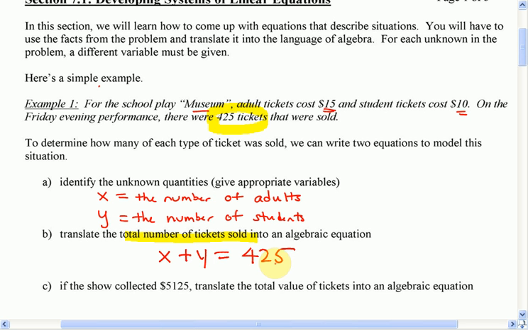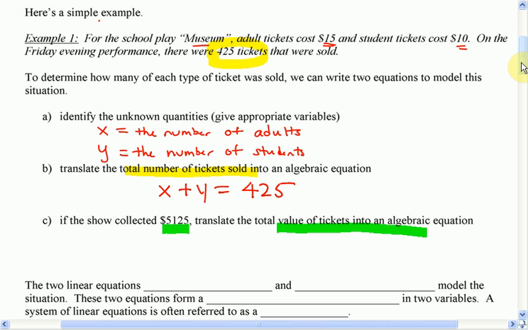Awesome. Okay, now, here's the harder one. If the show collected, meaning it earned $5,125, I want you to now translate the total value of the tickets into an algebraic equation. Okay, now let's think about this. Each adult ticket costs how much money? 15. So if I bought 2 adult tickets, how much would it cost me? 30. If I bought 3 adult tickets, how much would it cost me? 45. If I bought 4 adult tickets, how much would it cost me?